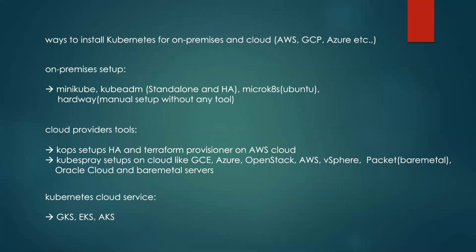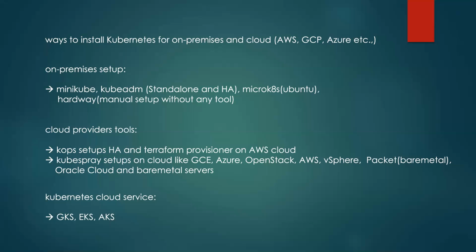And apart from that, if you don't want to do it manually from your end, cloud providers are providing their own services for Kubernetes setup, which means it is not needed to spin up an instance and then install the Kubernetes cluster. Cloud providers themselves are providing the services: AKS, EKS, and GKS. Azure Kubernetes Service, AWS Elastic Kubernetes Service, and GCP Kubernetes Service.